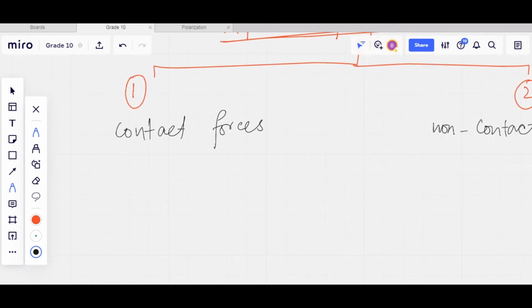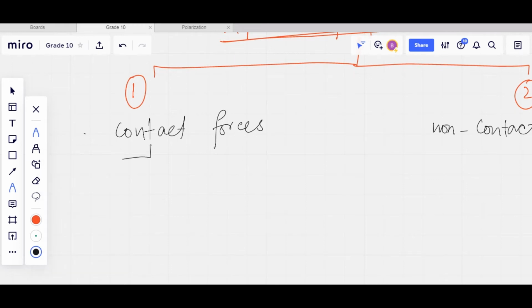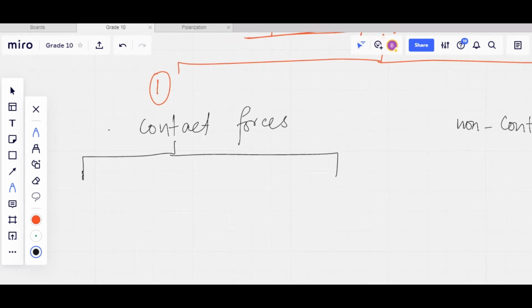For example, one of the contact forces, let me create a list in a table, is friction. The force of friction is considered a contact force. Why? Because it happens because of physical contact of two objects. Whenever you are walking inside your house, inside your room, there is a force of friction because of contact between your feet and the floor. Friction is what? It is between two surfaces.